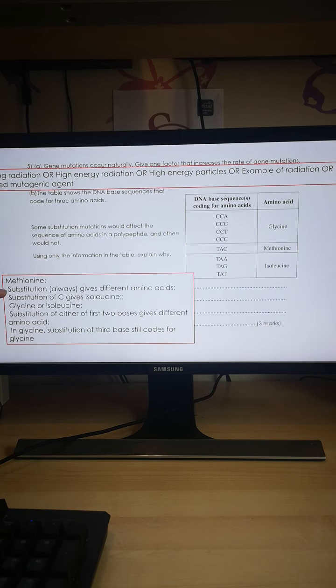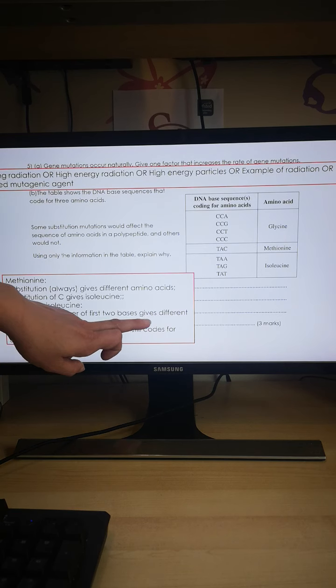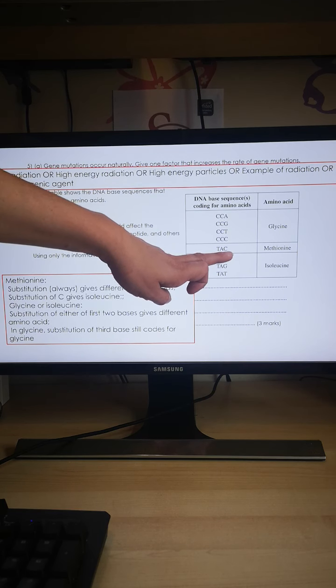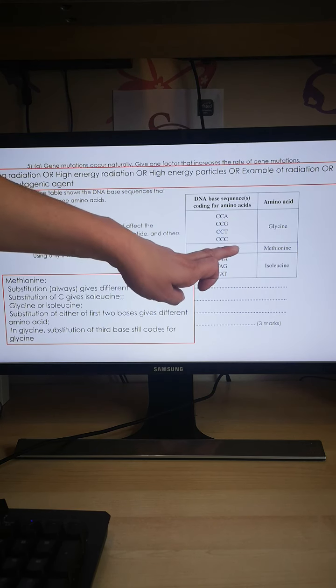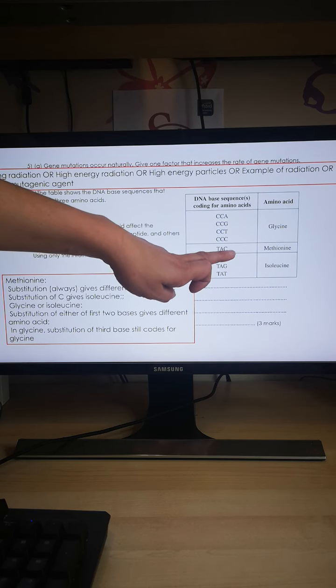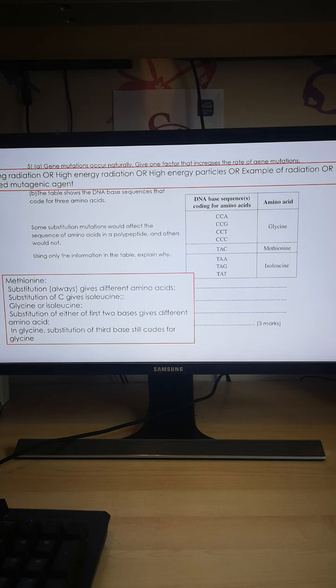Okay, so in the mark scheme it's here. Okay, so isoleucine, if you substitute, no, it's not that one, it's there. If you substitute C for any other, they've done it the other way around, you get isoleucine instead of met. Okay, but because it's equivalent, we get the mark point there as well.